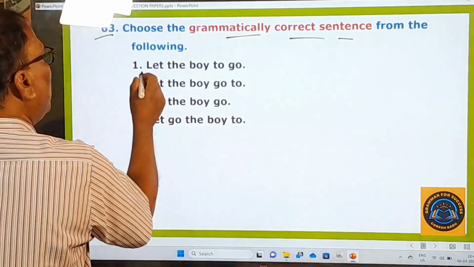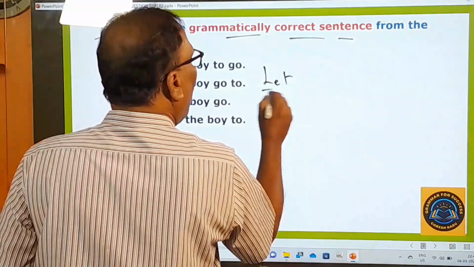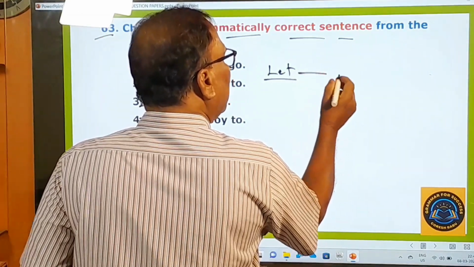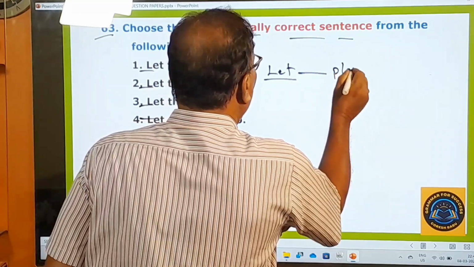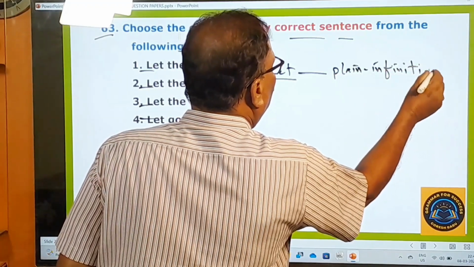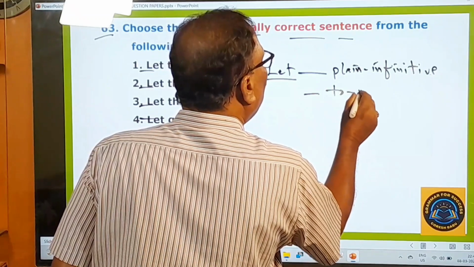Remember, this is all about let. This let is a special kind of verb. After this let, we should use only the plain infinitive. What is that? The plain infinitive, and not the to infinitive.